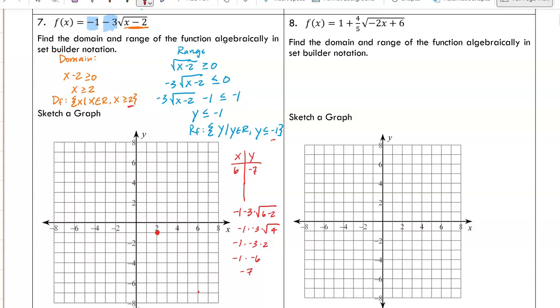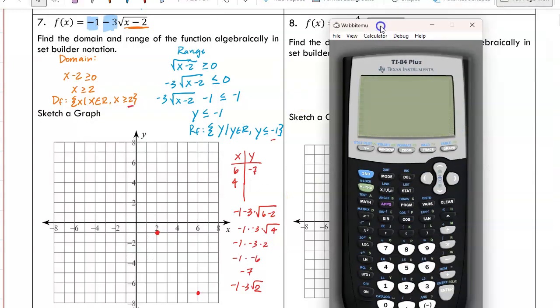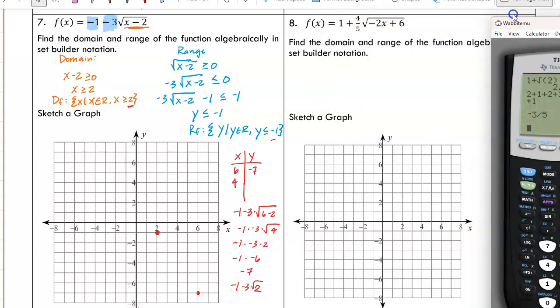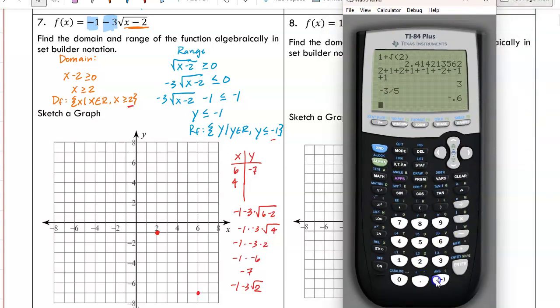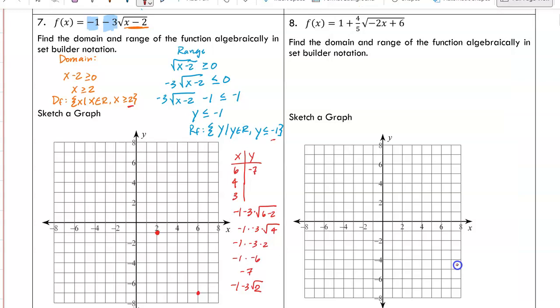6, negative 7. And I can put a 4 in here. And that'll be 4, negative 1 minus 3, 2. Okay, where is my graphing calculator? Really, I'm not using this to graph at all. Negative 1 minus 3 times the square root of 2. Negative 5.24. I could have put a 1. I could have put a 3, actually. Let's just put all the points in there.